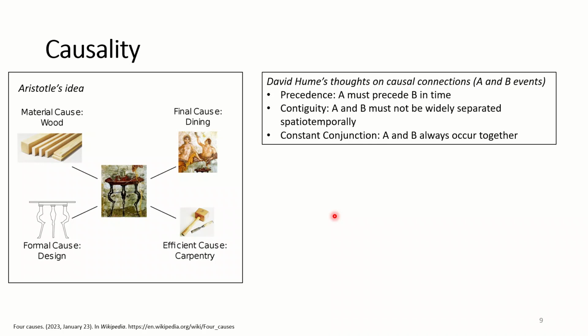Constant conjunction. Yeah, so it essentially said that the effect cannot precede the cause. The effect should be after the cause; the effect cannot be before the cause happens. That was something Immanuel Kant, a German philosopher, corrected. Also, contiguity and constant conjunction were debated a lot, in that they have to be widely separated spatio-temporally. Spatio-temporal means space and time.